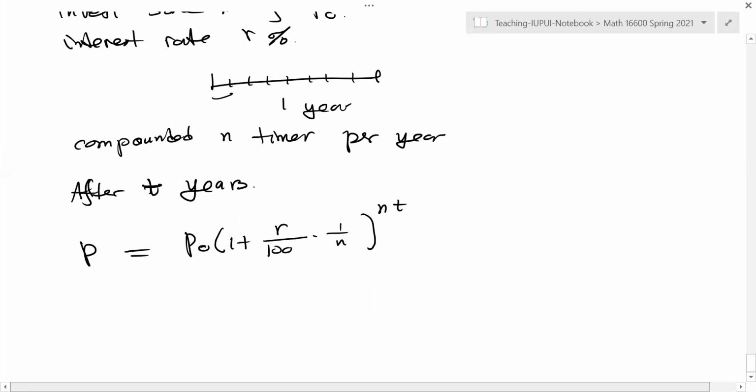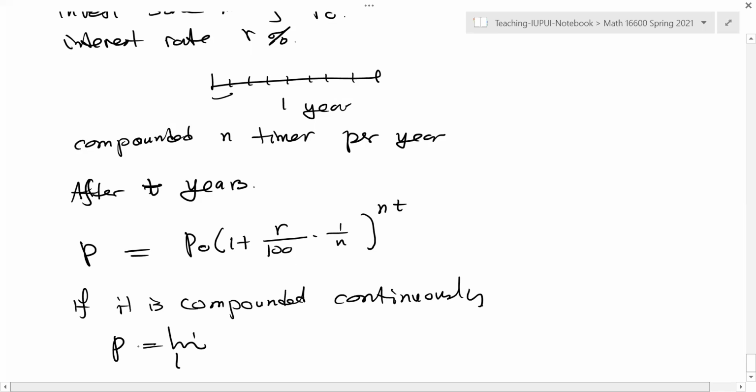Now, if a computer can do it, we can compound continuously. Compound continuously means compound every second; n can be very large, and the annual interest rate is fixed. So if the interest is compounded continuously, that means P is going to be the limit as n approaches infinity.